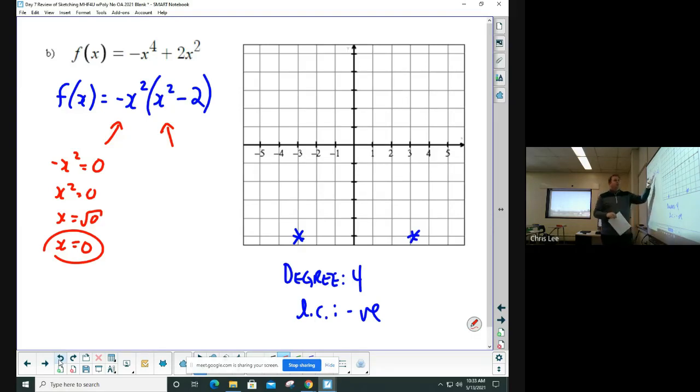2 is not a root. You can test it. 2 squared is 4, minus 2 is 2. It's not 0. So this is where I would do the little math behind what's going on. I want to figure out the value for x that's going to get me a 0. So x squared minus 2 equals 0. Take the 2 to the other side and get x squared equals positive 2.